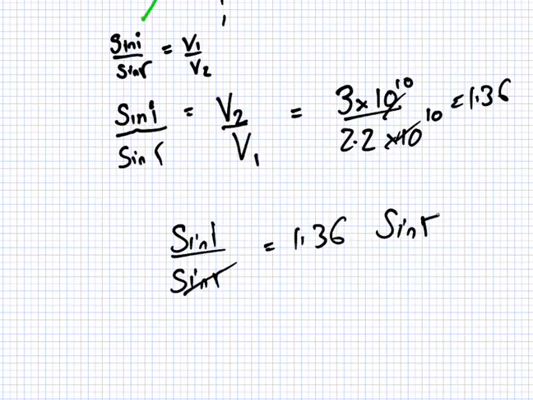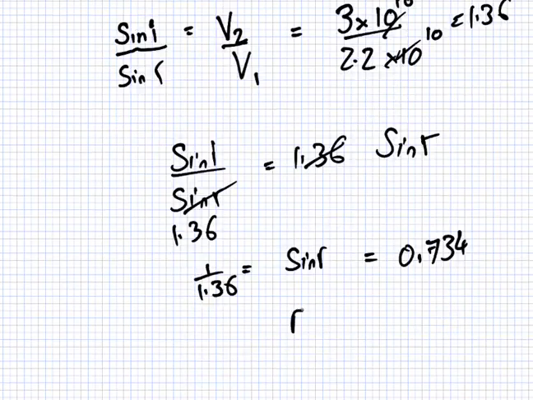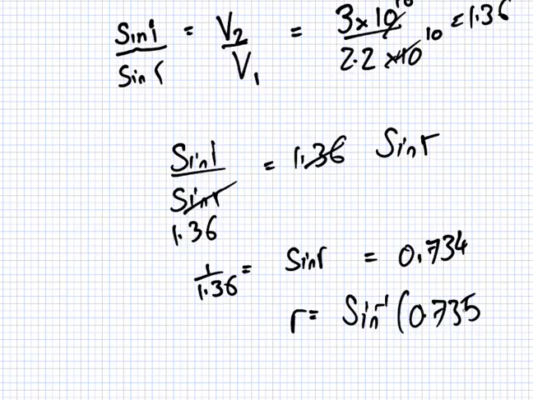So now you have sine I over sine R equals 1.36. So if I put I as 90, what's 1 over 1.36, please? 0.725. Okay, so then R is sine inverse of that. What's that, please? 47.3 degrees. And what's the answer at the back? 27.